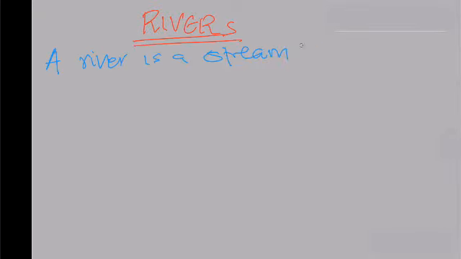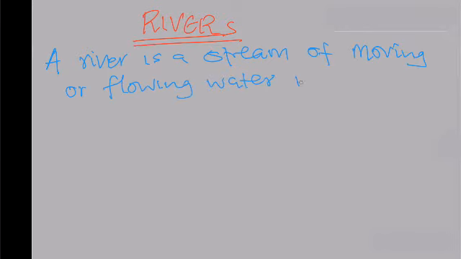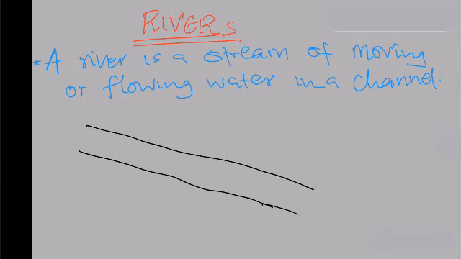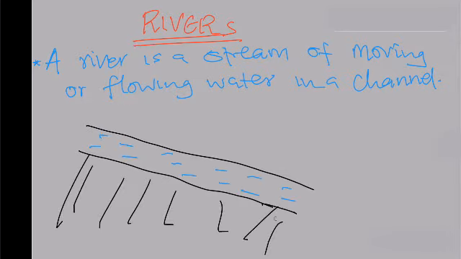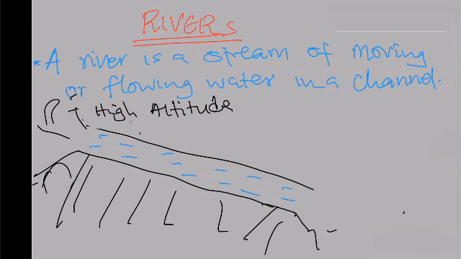Welcome to today's lesson, and in this lesson we're going to look at rivers. So you should know that a river is a stream of moving or flowing water in a channel. Of course, you know that for water to flow and form a river, there must be a channel that starts as a valley or something, and then it's filled with water. Rivers flow from areas of high altitude to areas of low altitude.